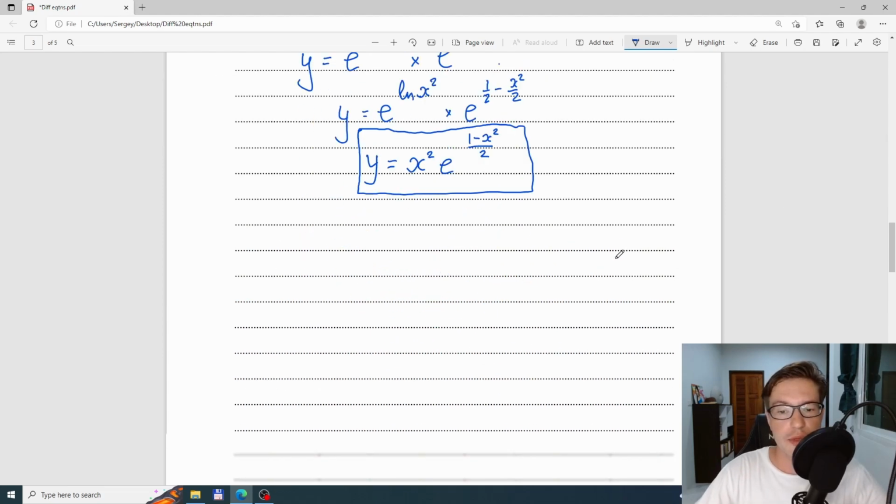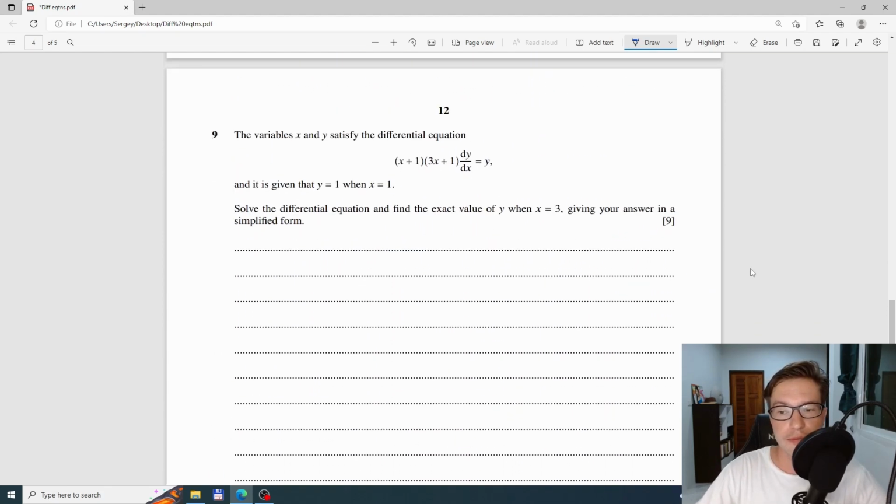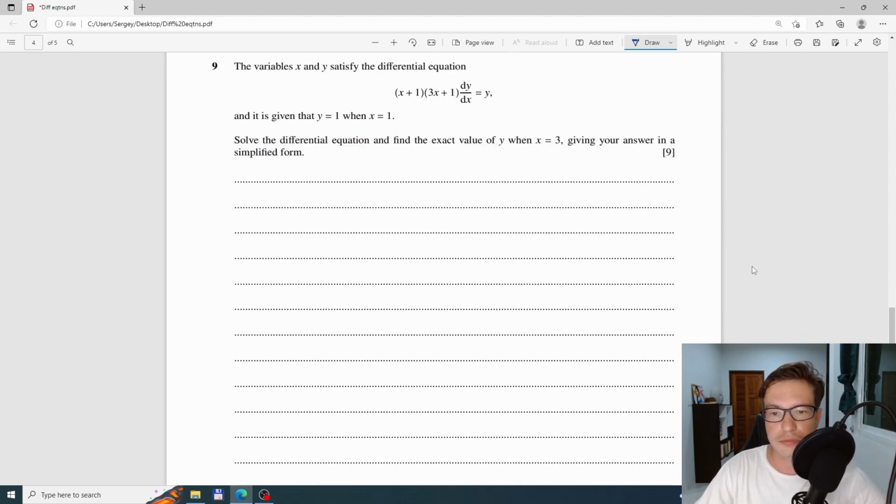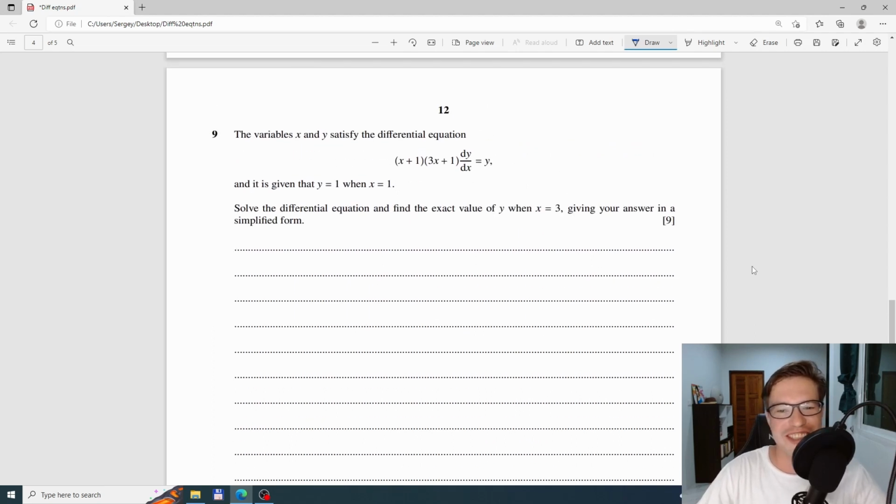And the next example is going to be a little bit harder. It's a 9-mark question. I'm sure all students who got this question in the actual exam actually appreciated this. Because in that question you'll have many topics combined together. That's obviously differential equations, you'll have partial fractions, and of course you'll have a little bit of integration going on. So first of all, let's write down the equation separately.